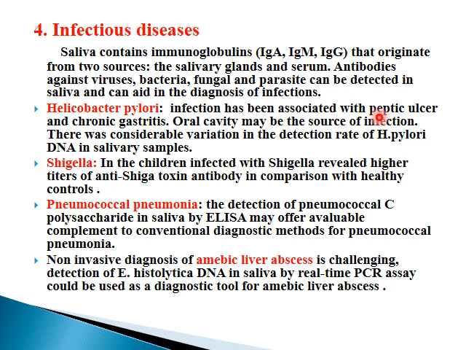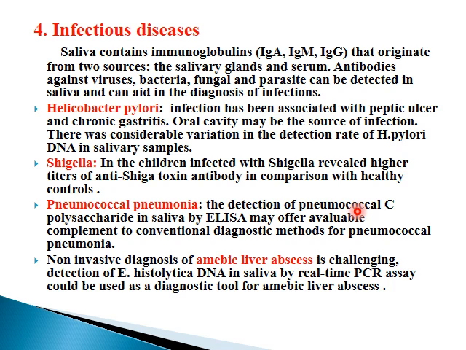Helicobacter pylori infection has been associated with peptic ulcer and chronic gastritis. The oral cavity may be the source of infection. There was considerable variation in the detection rate of Helicobacter pylori DNA in salivary samples. Shigella: children infected with Shigella revealed higher titer of anti-Shigella toxin antibody in comparison with healthy control patients.